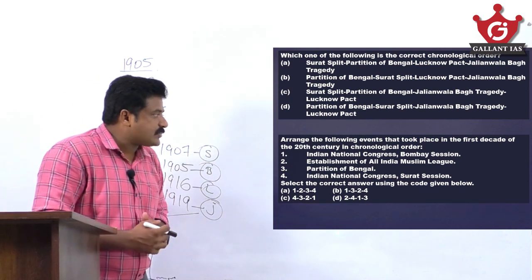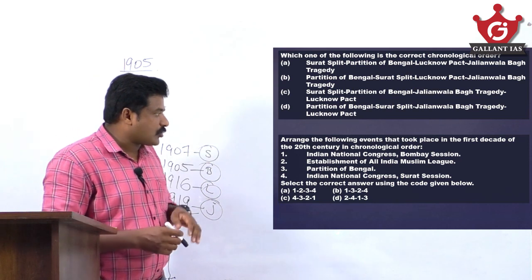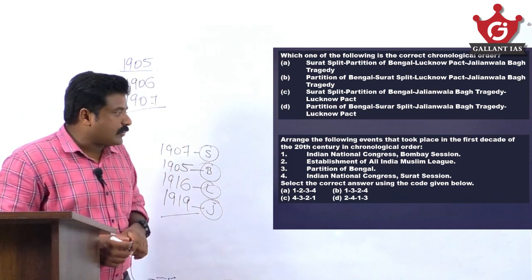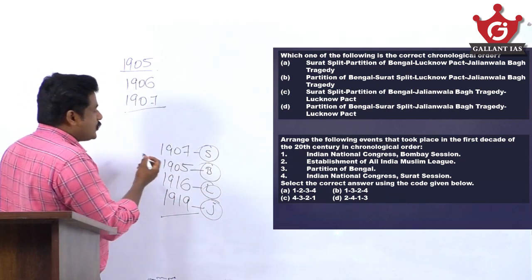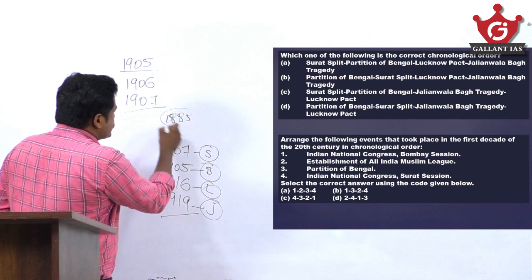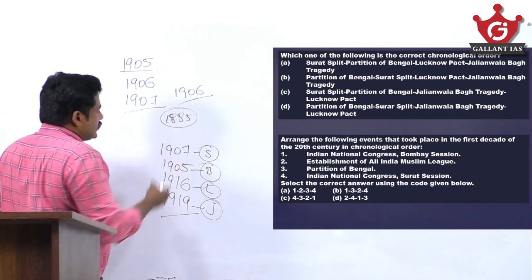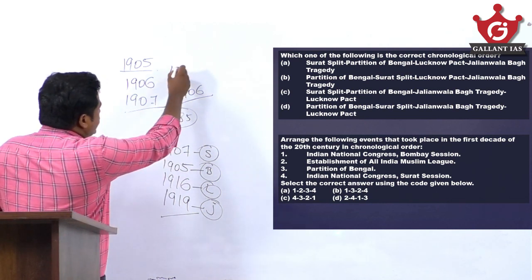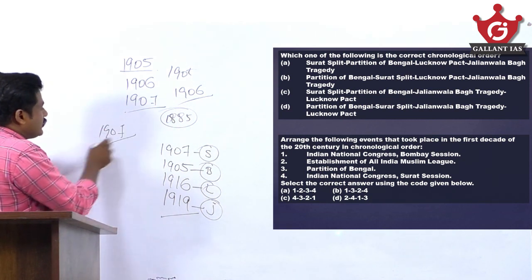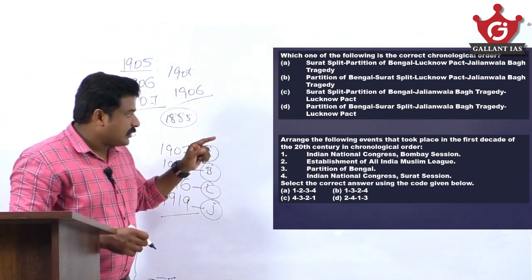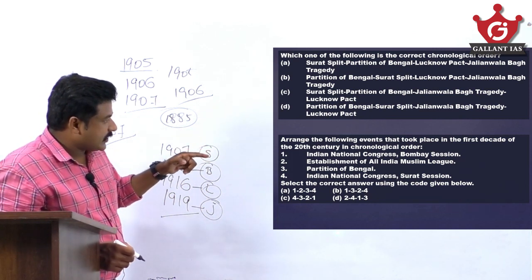Arrange the following events that took place in the first decade of the 20th century in chronological order: Indian National Congress Bombay session, establishment of All India Muslim League, partition of Bengal, Indian National Congress Surat session. The Indian National Congress Bombay session was the inaugural session in 1885. Then the establishment of the All India Muslim League, 1906. Then the partition of Bengal, 1905. Then the Indian National Congress Surat session, 1907. So that way your order has to be 1, then partition of Bengal, 3.